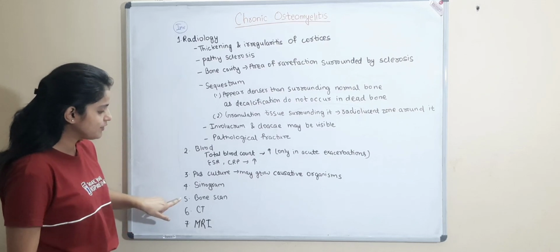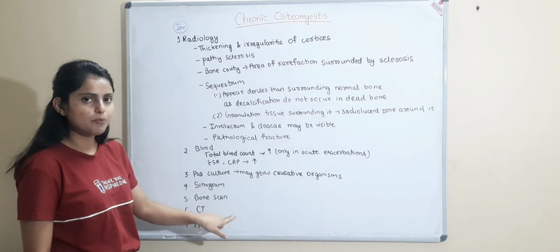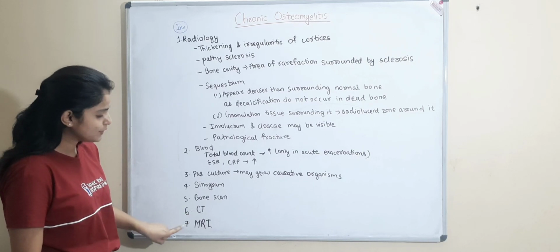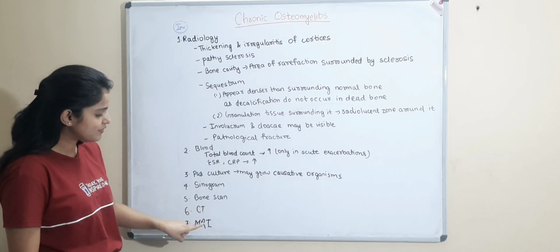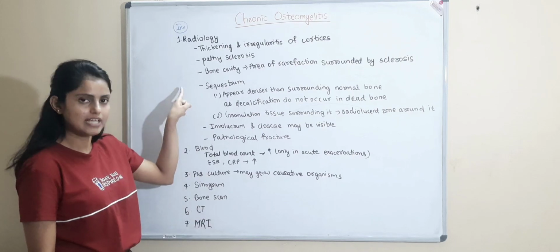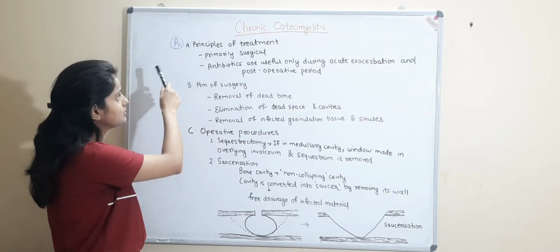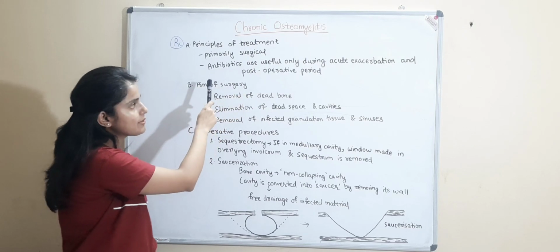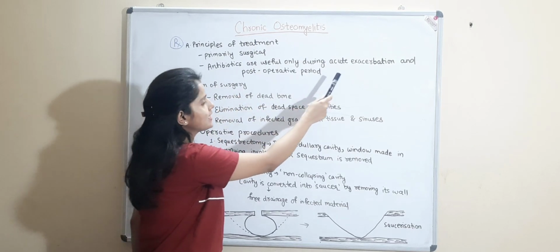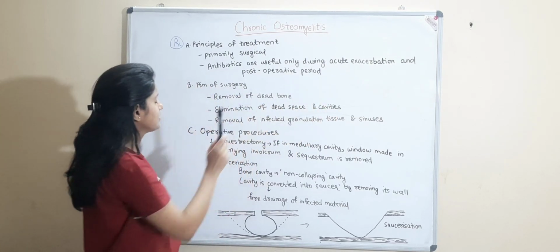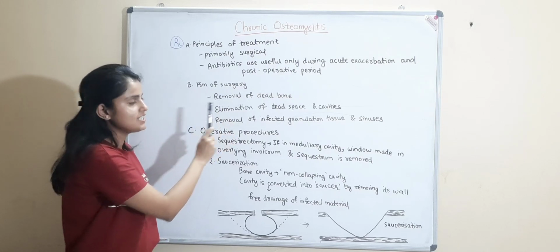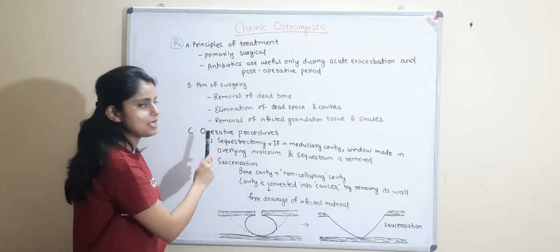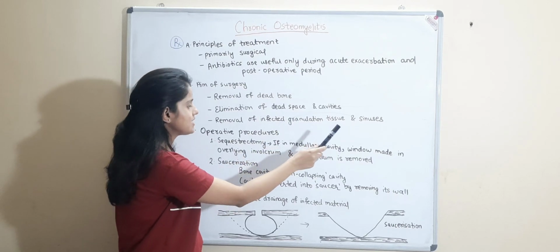Then we do the bone scan, where we compare the bone densities. Then we perform the CT scan and the MRI to see the sequestrum and bony cavities which cannot be appreciated on the X-ray. On treatment, our principle of treatment is primarily surgical, as antibiotics are useful only during acute exacerbation and post-operative period. Our aim of surgery is removal of dead bone, elimination of dead space and cavities, and removal of infected granulation tissue and sinuses.